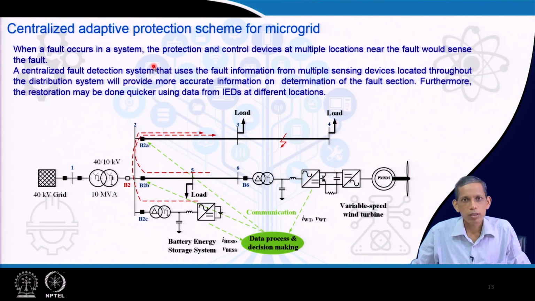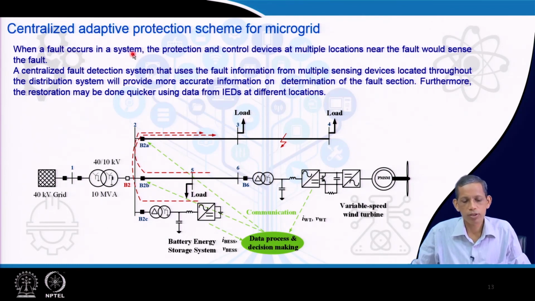Now, another scheme that is evolving, with the concept of the macro grid, which can also be extended to the distribution system, is communication assisted protection, where we have a centralized protection scheme and can collect data from different IEDs of the system. Now, what is the benefit of this?